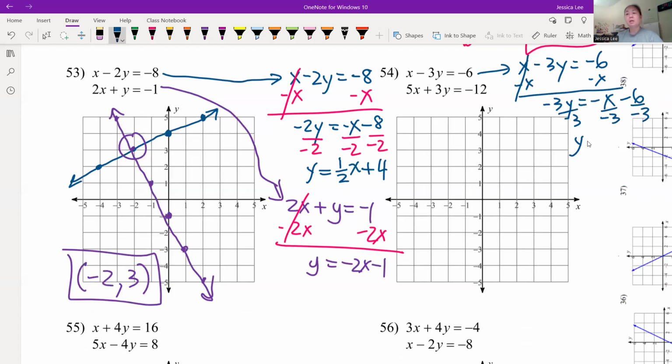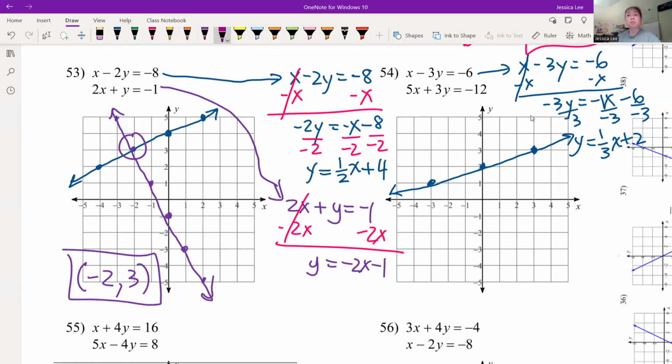So y is equal to, again, if there's no number there, there's a 1 there. So negative divided by negative is positive, 1/3 x. -6 divided by -3 is +2. So there's 2 right here, and we're going to go up 1 and then to the right 3. Can't do that anymore, so I'm going to go the opposite direction. There we go.